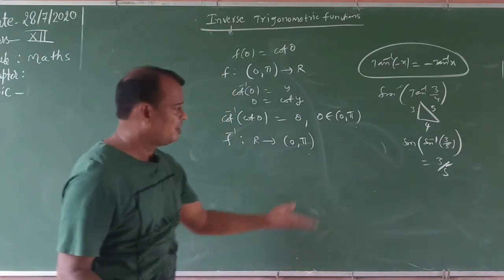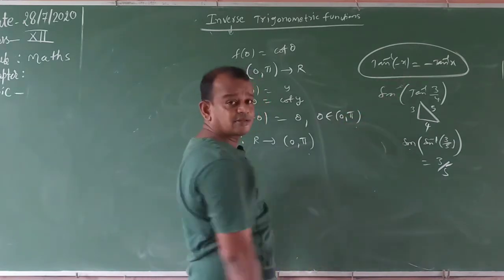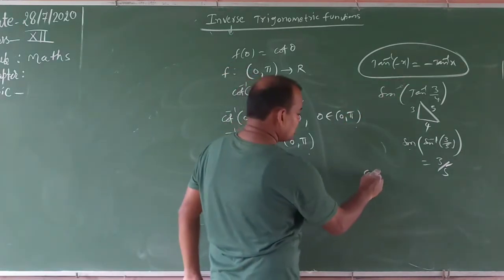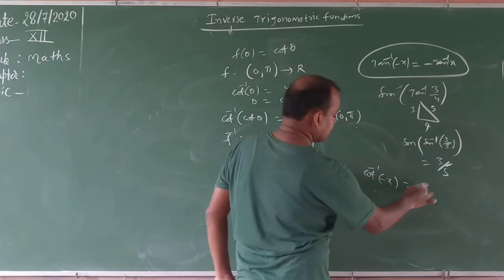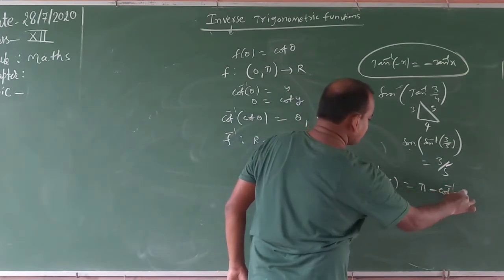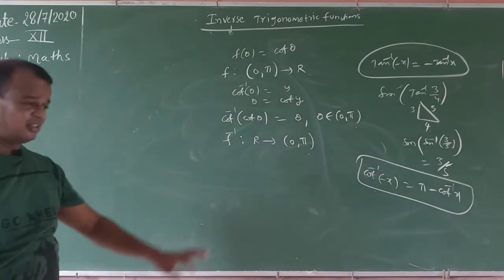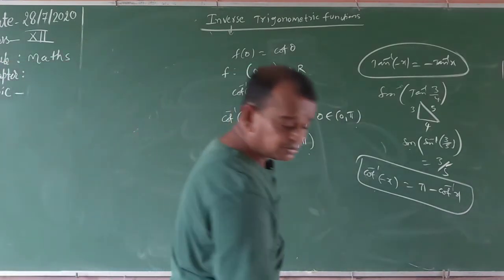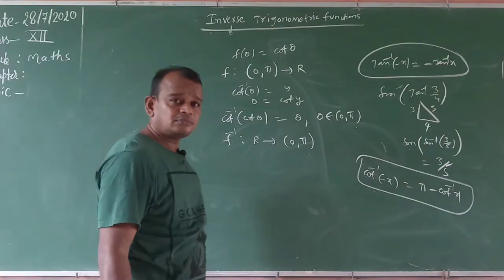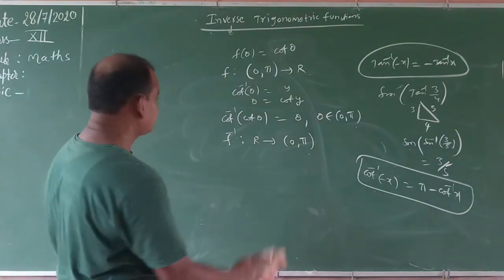No problem at all. Before, tan inverse of minus x equals minus tan inverse of x, but cot inverse of minus x is equal to pi minus cot inverse of x. You remember this one; I already explained, and we will do it that way. Okay. Say yes or no? Yes.